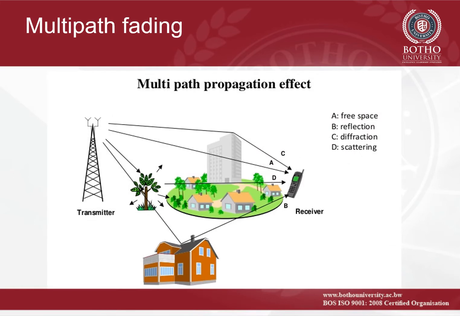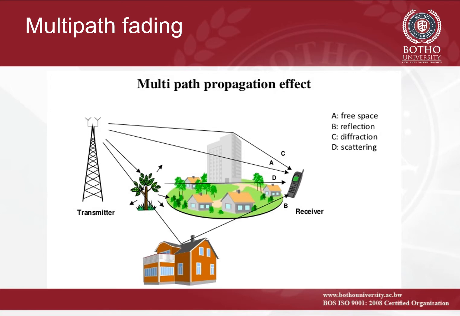It is important to know when this multipath fading occurs. Multipath fading occurs when signals reach a receiver via many paths and their relative strengths and phases change. In this image, you are seeing a typical multipath propagation. There is a transmitter that is stationary, a receiver that is mobile. You will also see four different paths for propagation.